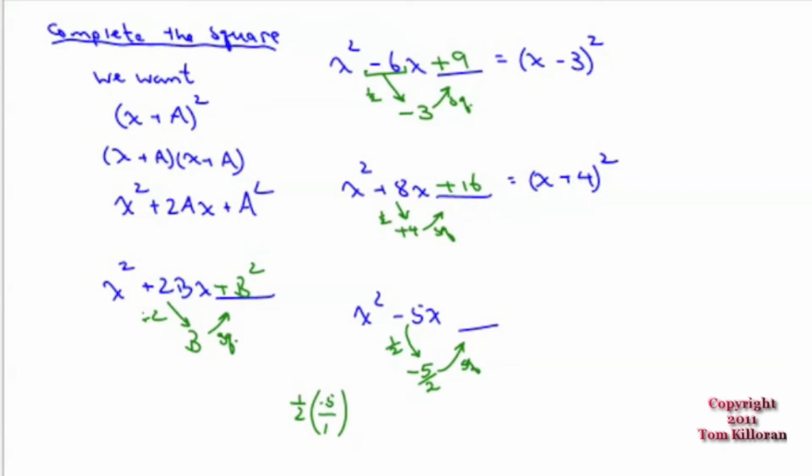25. Is that 25th fourths? 25 fourths. So it's a positive... tomato, tomato. 25 over 4. Now it gets a little trickier. What are factors of 25 over 4 that add up to negative 5?